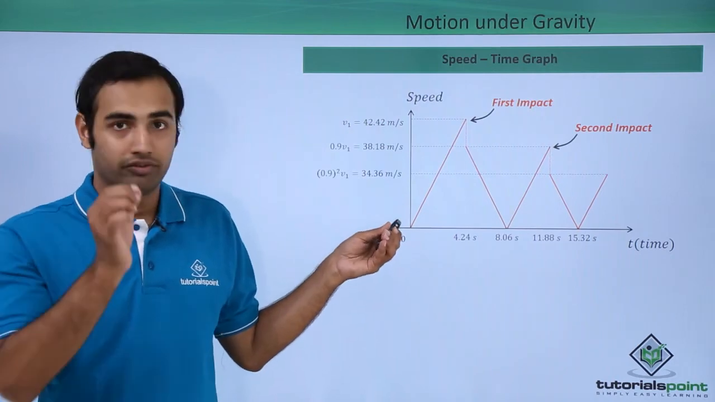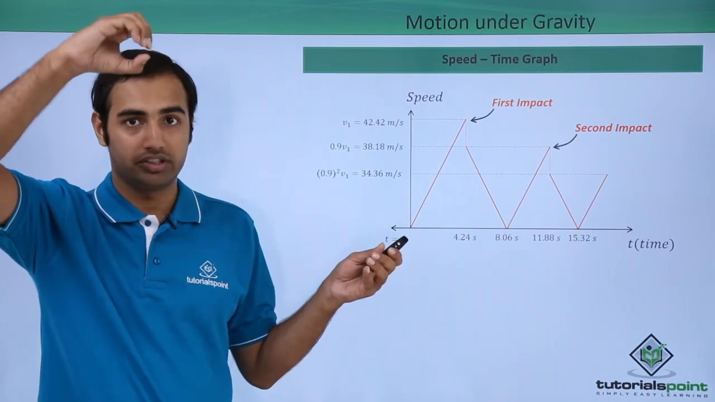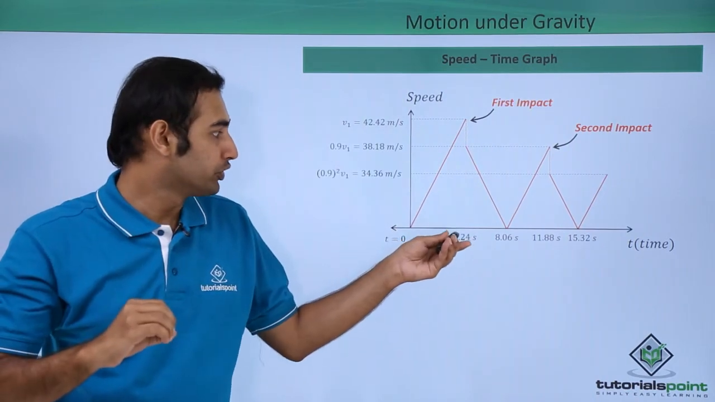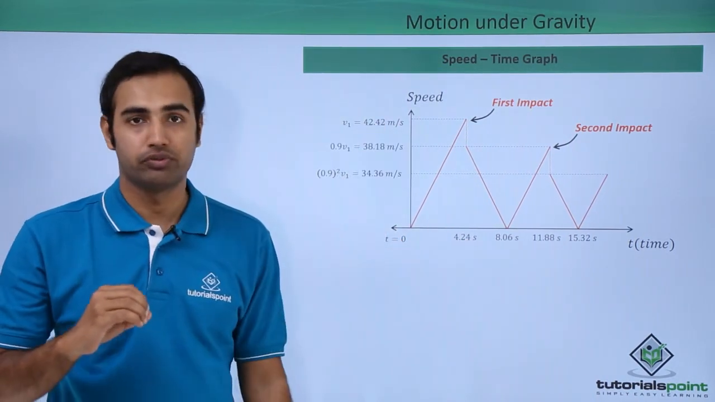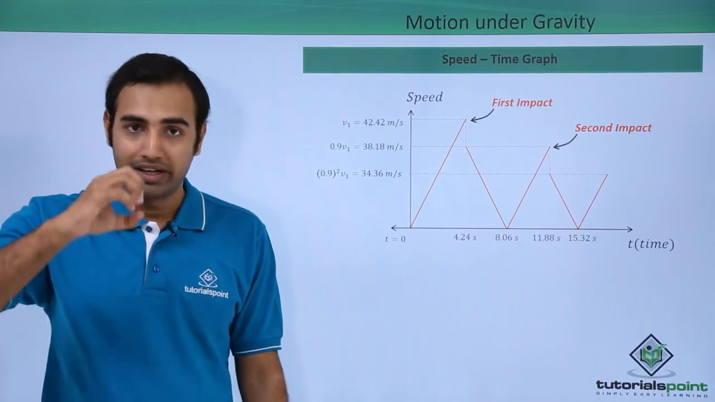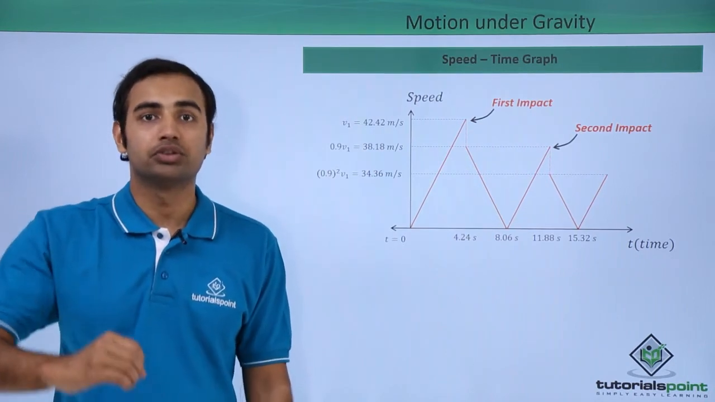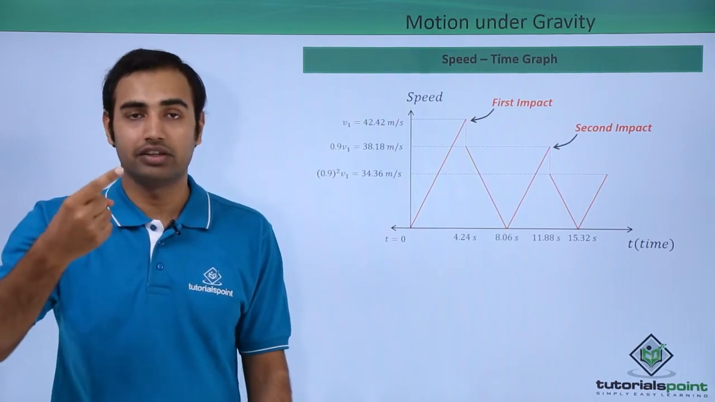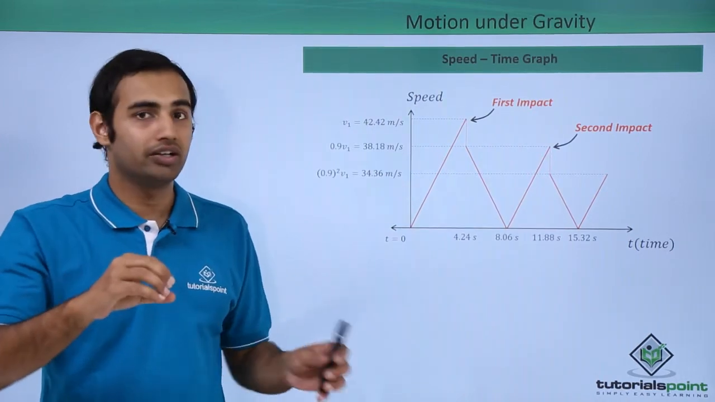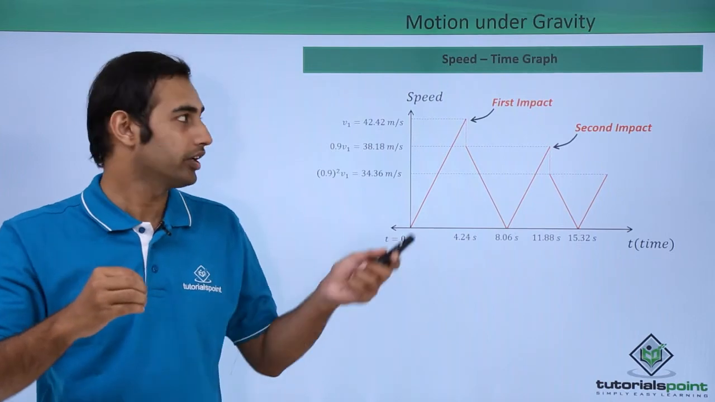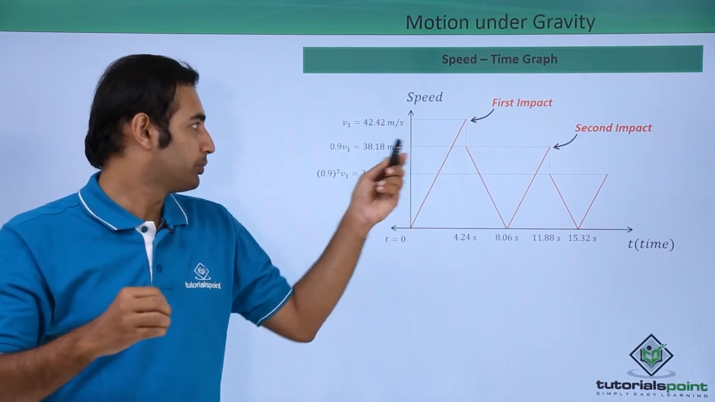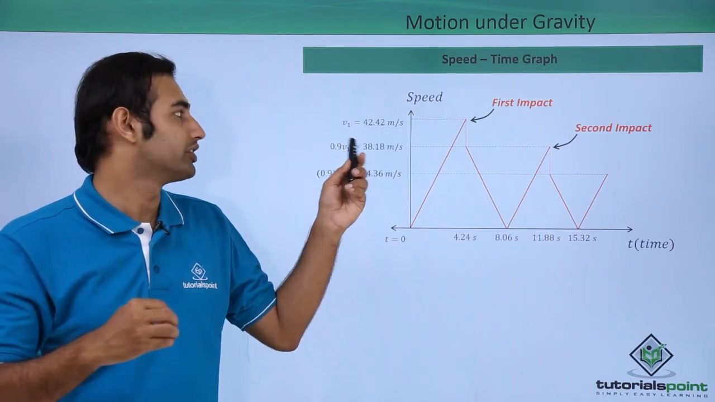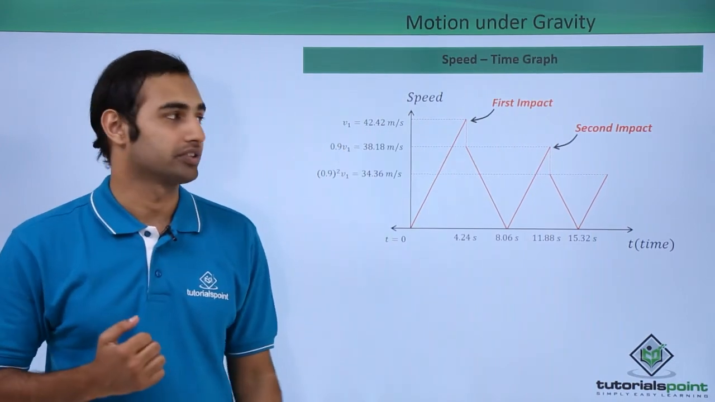First of all, from t equal to 0, the speed of the ball was 0. Then it comes down, and at 4.24 seconds its speed is 42.42 meters per second, 30√2. It impacts the ground and then goes up. But in case of velocity, we had to change the direction or change the sign. In case of speed, no need of that because speed is a scalar quantity. We lose 1/10 of the speed. The final speed is 90% of the original speed, 0.9 times v1, which is 38.18 meters per second.